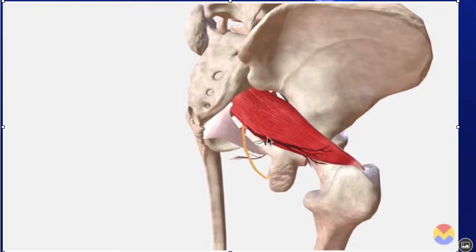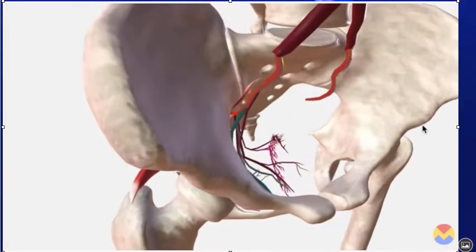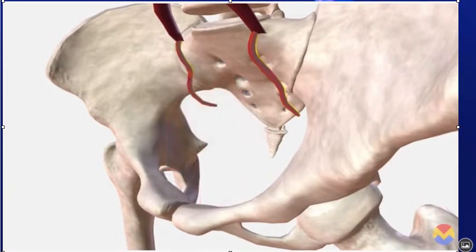And this is the piriformis muscle. These are the branches of the internal pudendal artery. Anterior division.